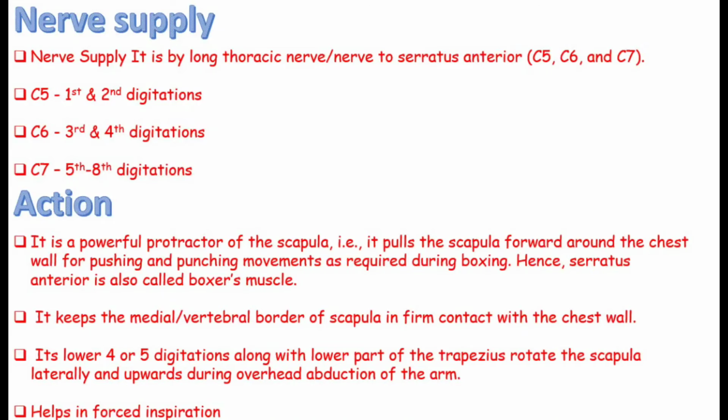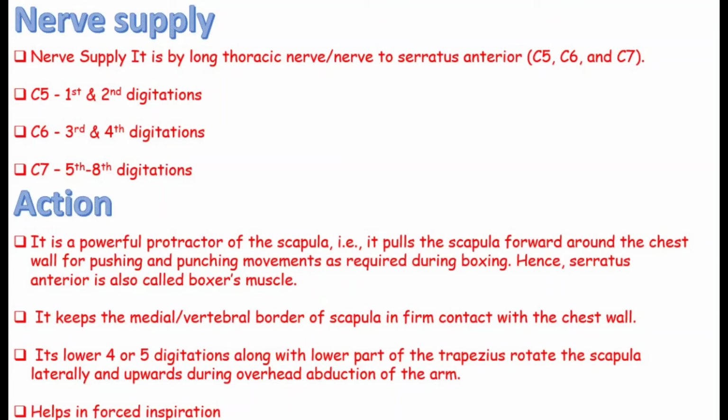It is supplied by the long thoracic nerve or nerve to serratus anterior from the roots of C5, C6 and C7. C5 root supplies the first and second digitations, C6 root supplies the third and fourth digitations, and C7 root supplies the fifth to eighth digitations. It is a powerful protractor of the scapula.